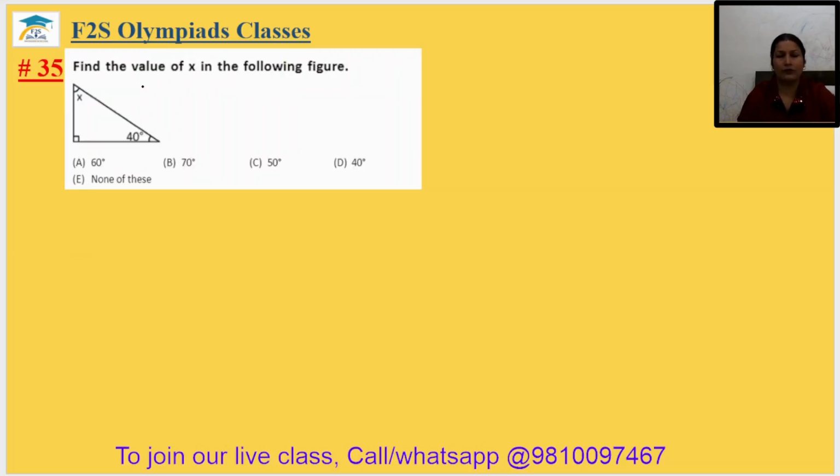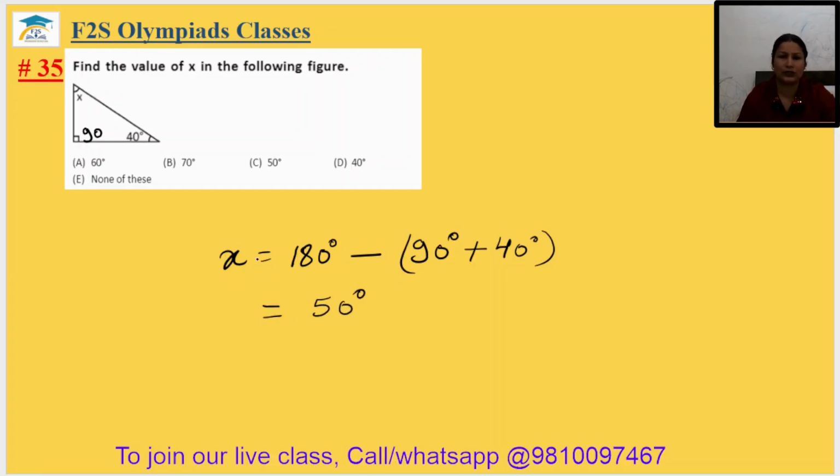Question number 35. Find the value of x in the following figure. This is your 90 degree, this is your 40 degree. So x will be equal to 180 degree minus 90 degree plus 40 degree. 90 plus 40 will be 130. 180 minus 130, this is your 50 degree. It is in the option C. So 35th answer is option C.